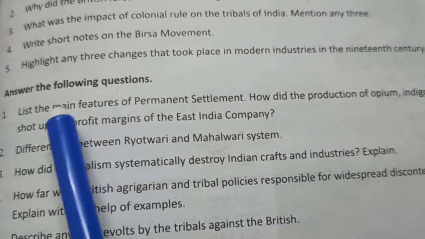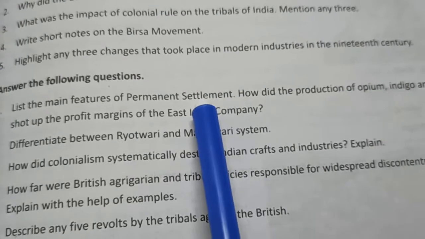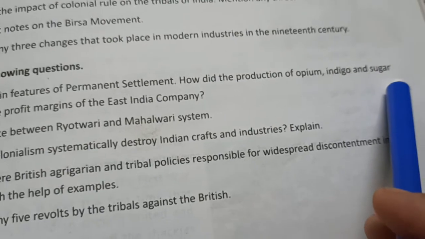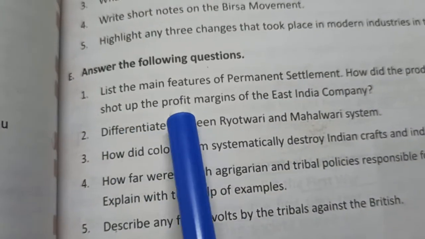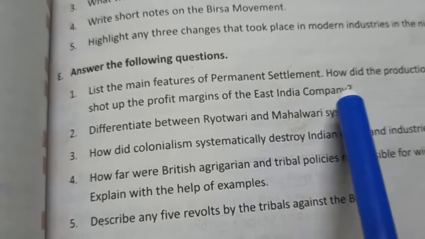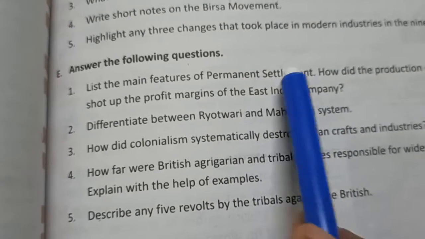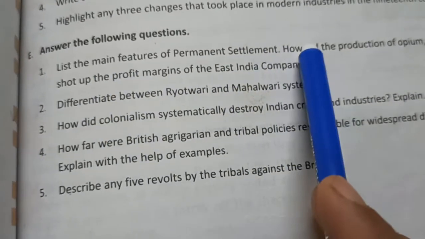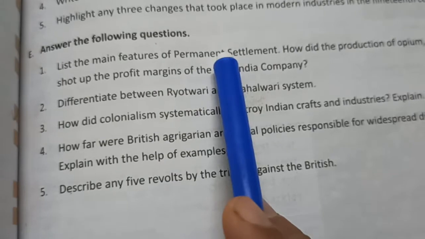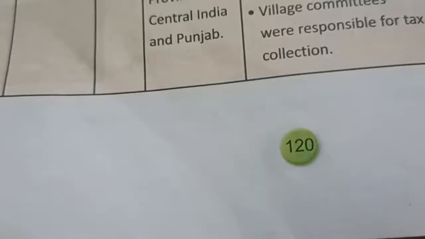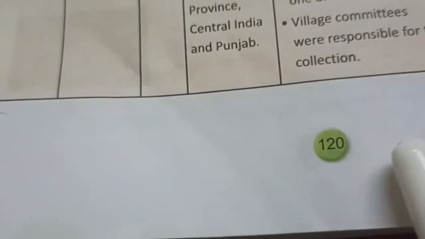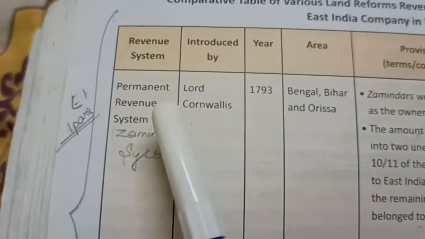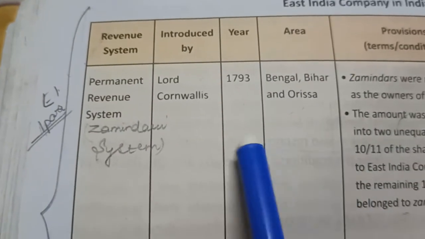In the first part you will write the main features of permanent settlement, and in the second part you will write how the production of opium, indigo and sugar shot up the profit margins of the East India Company. So you have to write this answer in two paragraphs. For the first part of the question, take out page number 120.